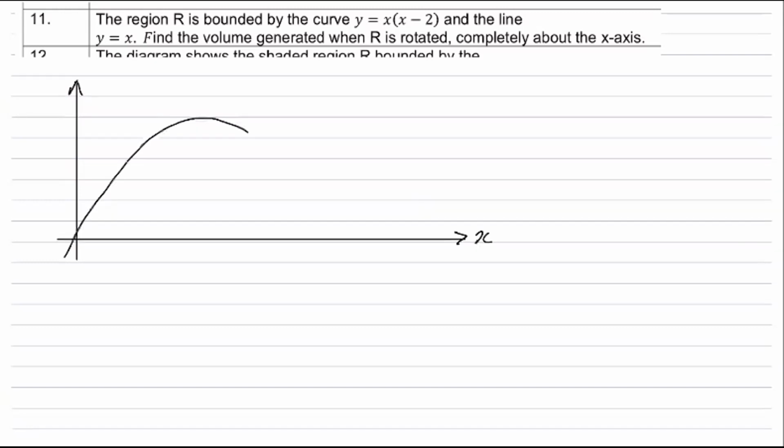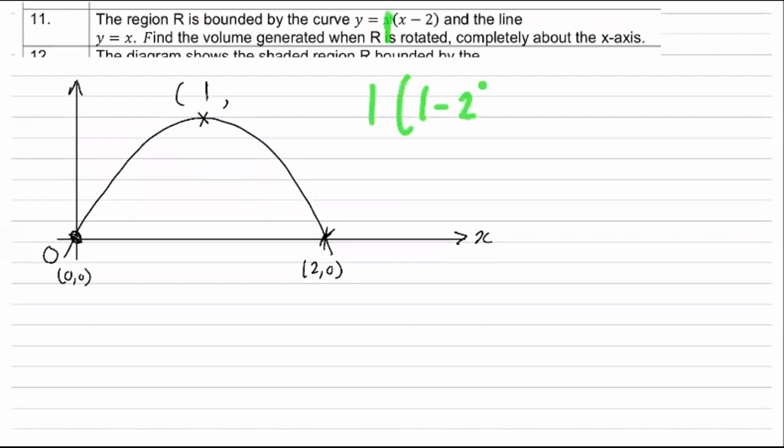So x times x minus 2 looks like this. It intersects at 0, 0, the origin, and 2, 0. Then over here is a turning point. What's the x coordinate of this turning point? 1, exactly. Then sub in x equal to 1, you get 1 times 1 minus 2, which is -1. Oh wait, that doesn't make sense. Let me think. Did I do something wrongly? 1 times 1 minus 2, it's -1 times 1, which is -1.